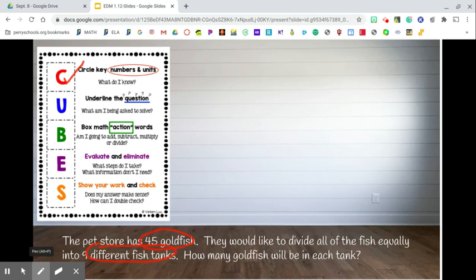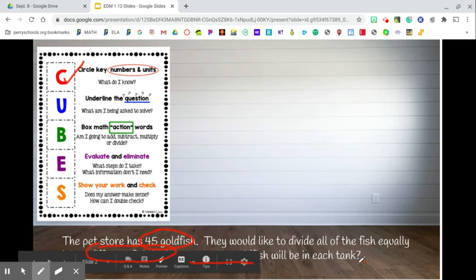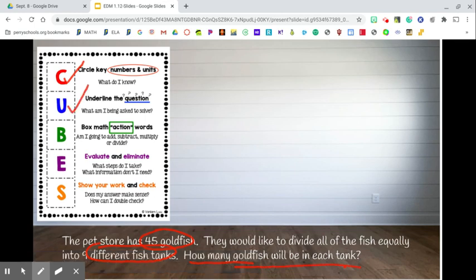And then I'm going to underline the question. So I see my question, how many goldfish will be in each tank? And I'm looking for the number of goldfish in each tank. I want to next box in my keywords. So I see this word divide, and then I also see this word equally. So I know that my fish tanks need to be equal. One other keyword that I see is this word each, because I want them to be in each fish tank.